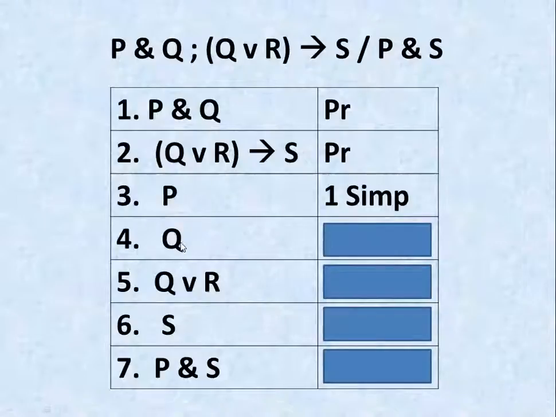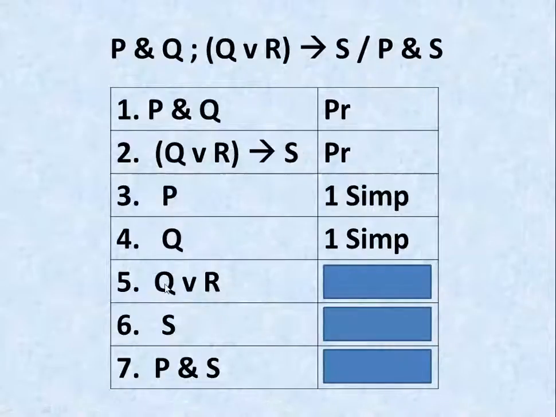Well, then all of a sudden I have Q. If you followed how I got P, then you'll follow how I get Q. It's the same exact rule. Still simplification. Now you may say you would have done it in a different order or something like that. That doesn't really matter. As long as whatever you get has a valid justification and it came from something above, it's good to go. No problem.